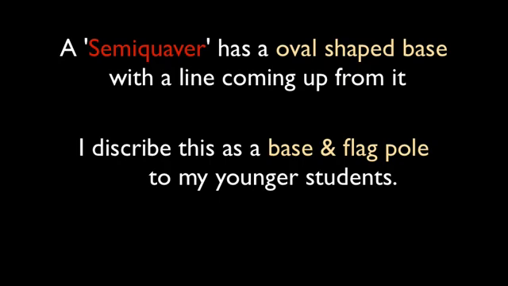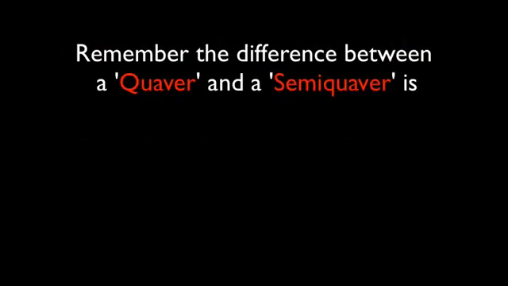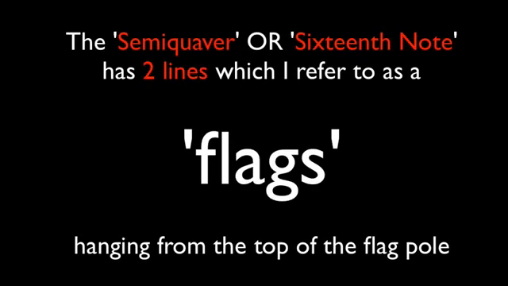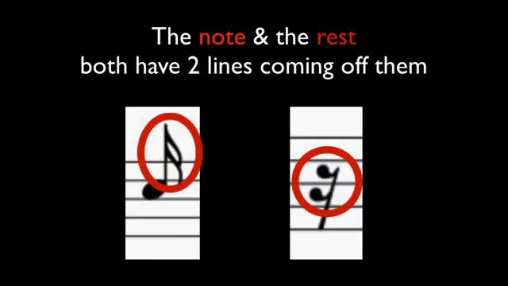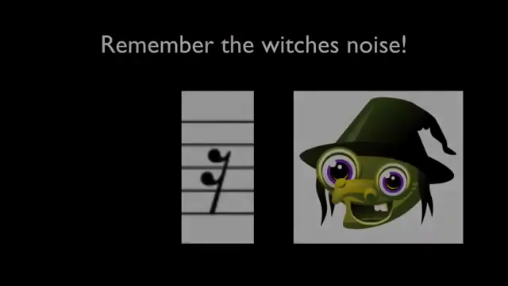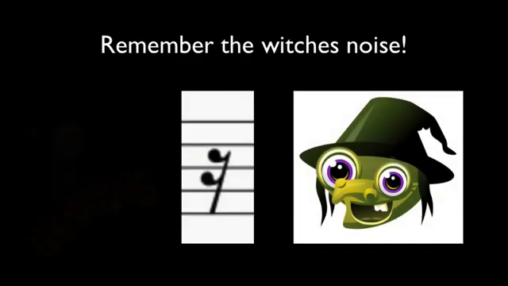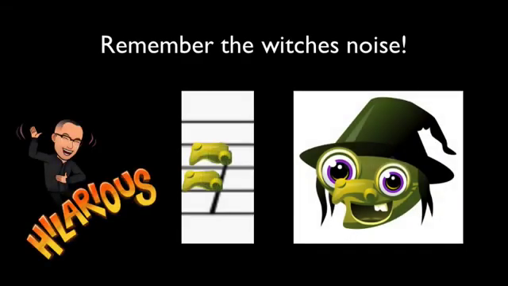A semiquaver has an oval base with a line coming up from it. Remember, the difference between a quaver and a semiquaver is a semiquaver, or 16th note, has 2 lines, which are referred to as flags. The rest also has 2 lines coming off it. Remember the witch's nose? Just think of it as being 2 noses.